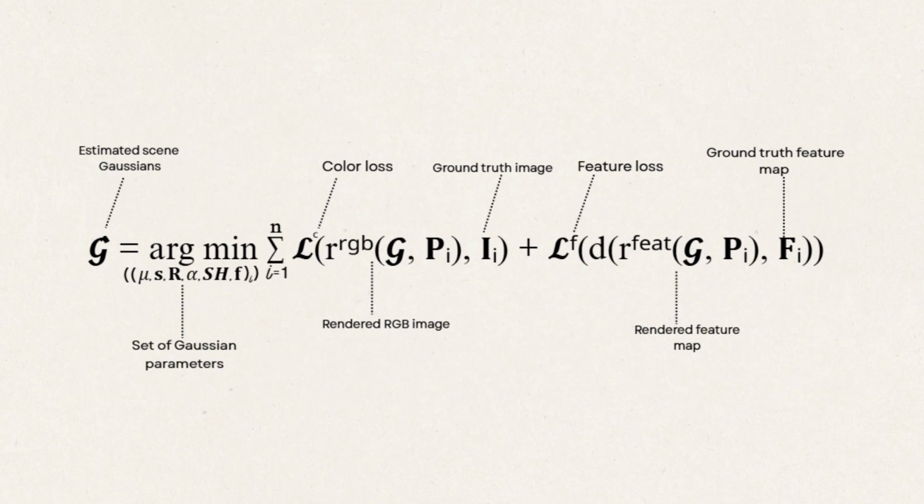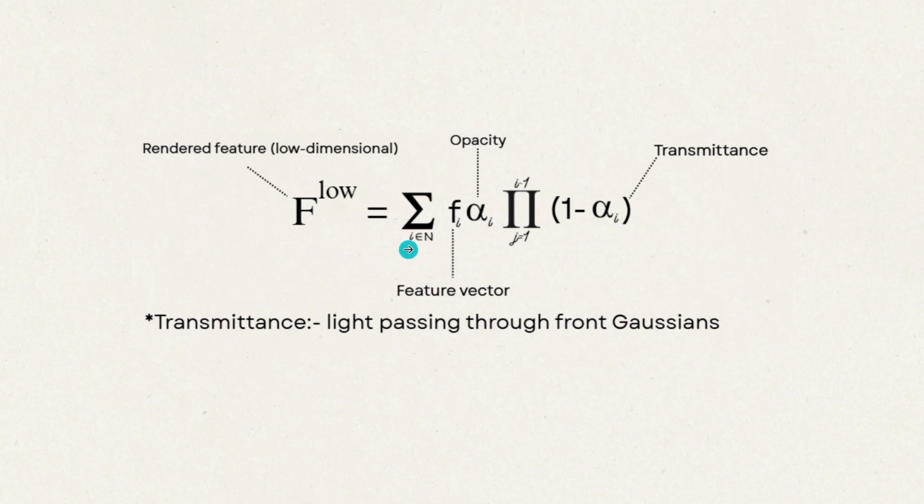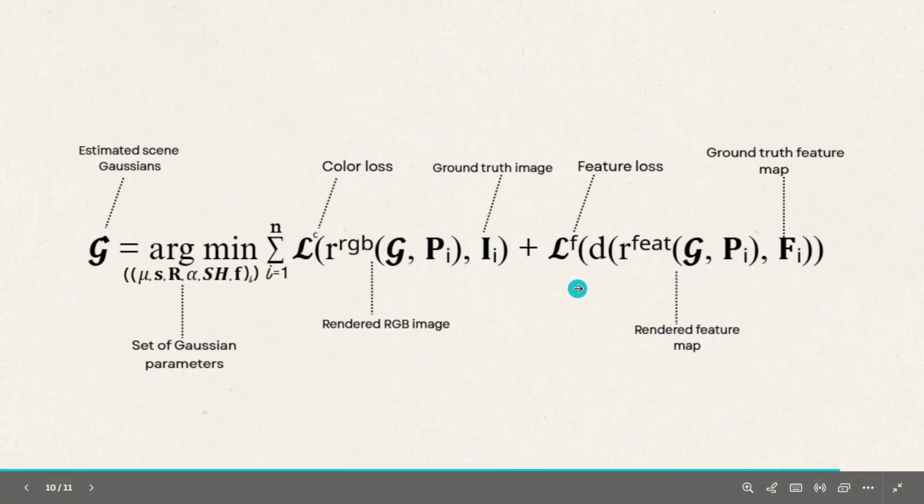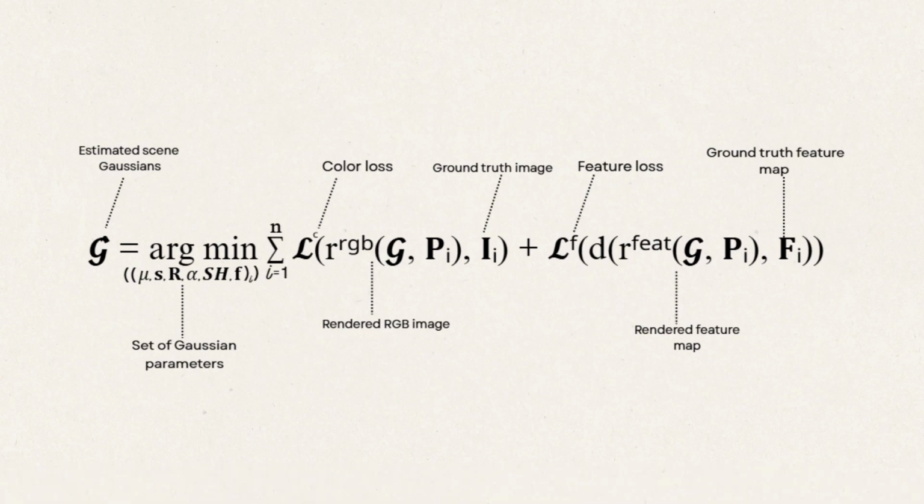And again, just to emphasize, the geometry, the 3D position, the scale, and all such things, they get updated using this RGB loss. And the feature vector F, this gets updated through this feature loss. Now, why do we separate this? What's the use? This separation keeps the optimization stable, and that's very important for the model to run effectively.